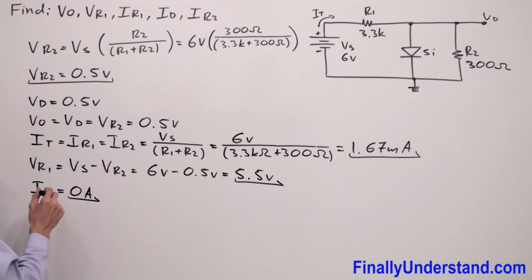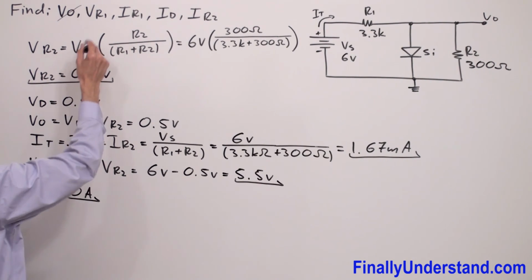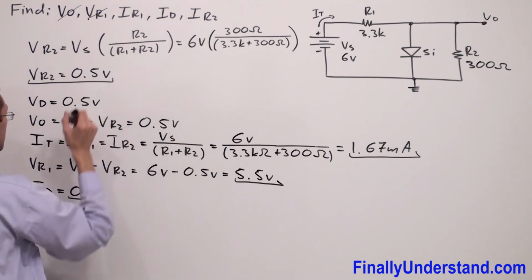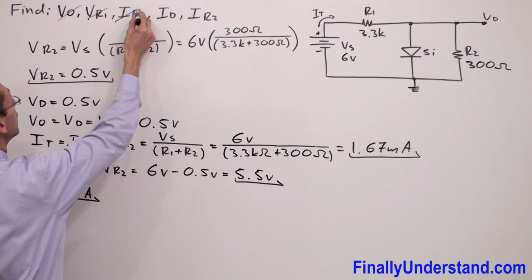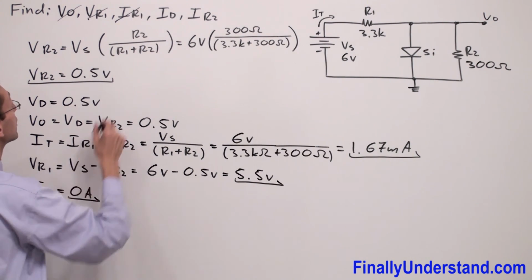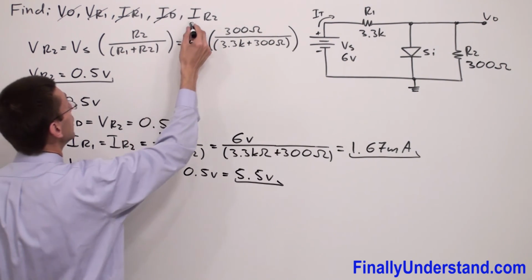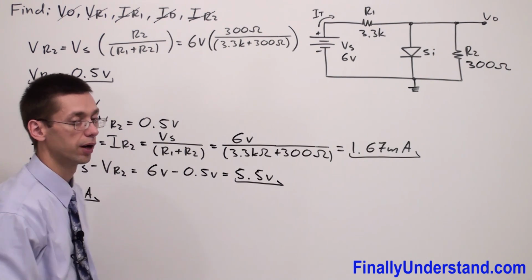So let's take a look at what we found. We found Vout, we found VR1, we found IR1, we found ID, and we found IR2. So we can say that the problem is solved.